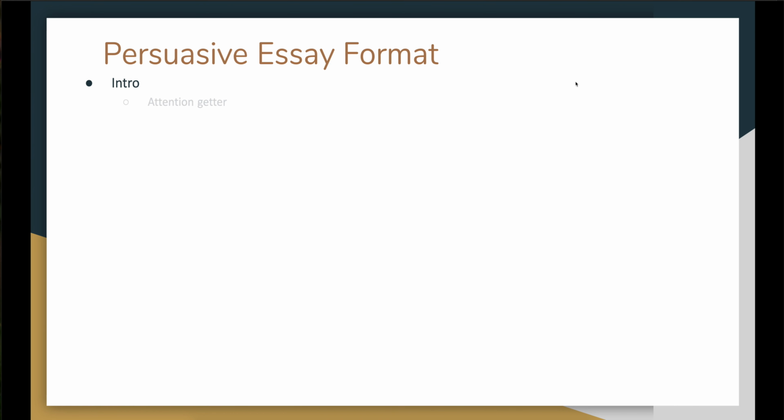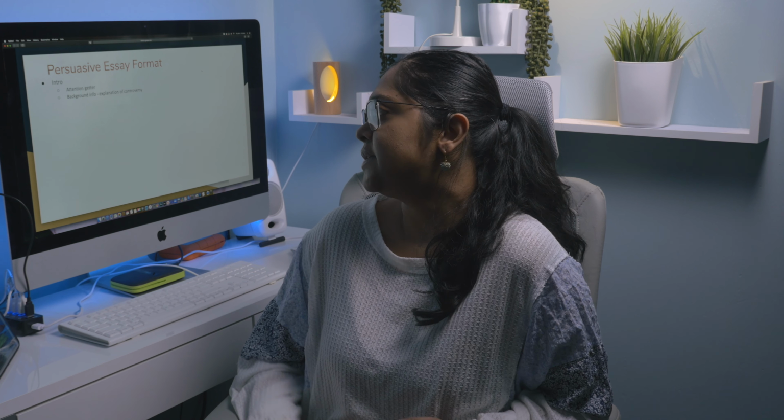In your introduction, you should begin with an attention getter, of course, and then you're going to give some background information. So typically you're going to explain what the controversy is in this essay. If you are writing a persuasive essay, then obviously you're arguing for one side versus another, so there is some type of controversy there. You're basically going to explain what that controversy is and give your reader whatever background information they need to know in order to understand your topic.